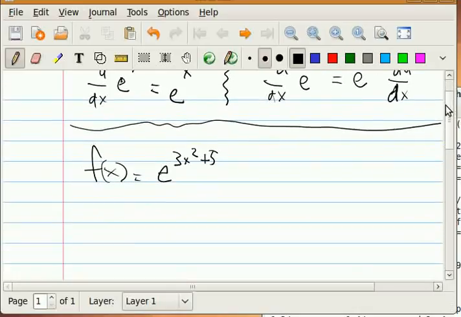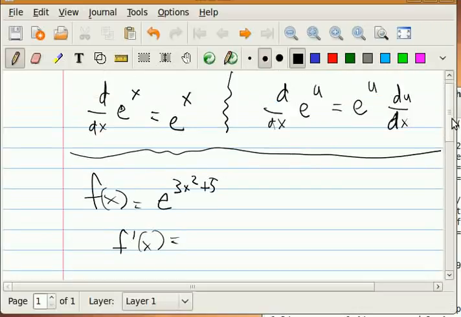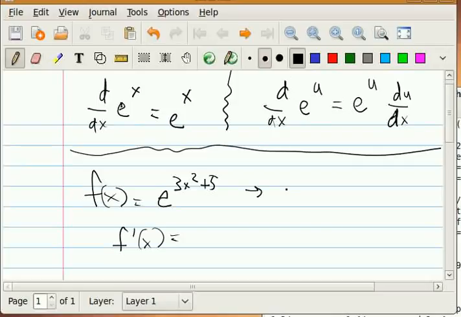But let's look at this function. F of x equals e to the power 3x squared plus 5. So you're asked to find the derivative of that. Well, that's going to be the second rule. What we look over here is that this function we have is actually e to the power u for u equals 3x squared plus 5. If we replace that power and called it u, then u would have to be 3x squared plus 5.